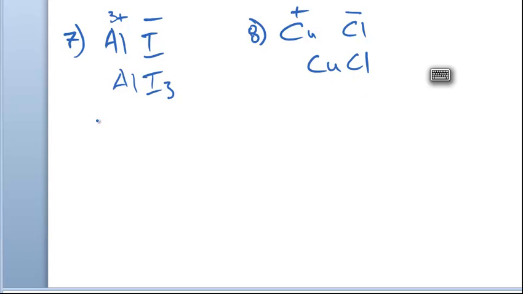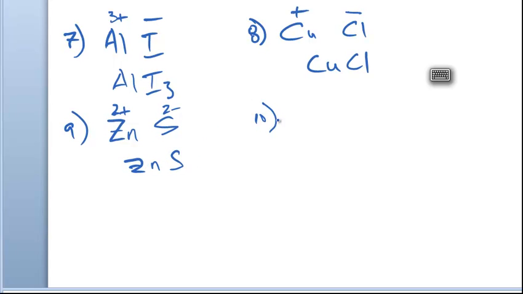CuCl. Number 9, zinc 2 sulfide. All right, zinc is Zn. Roman numeral 2 means 2 plus. Sulfide, again, 2 minus. You can see that a 1-to-1 ratio, 2 plus and 2 minus, equals 0. So the neutral ionic compound is simply ZnS.